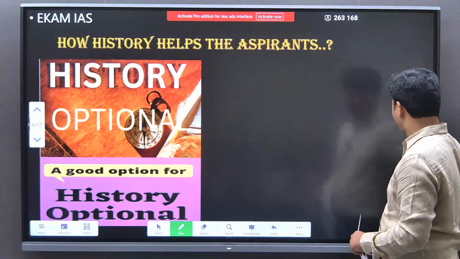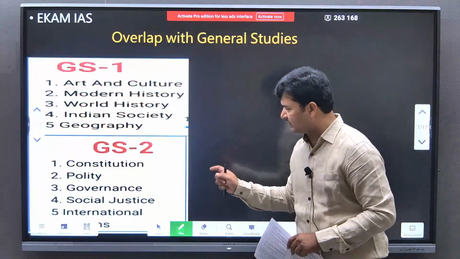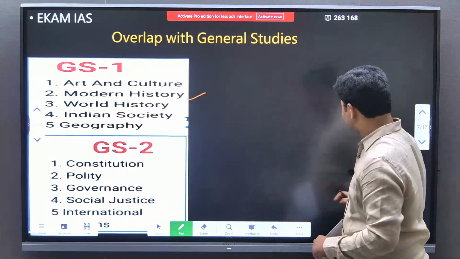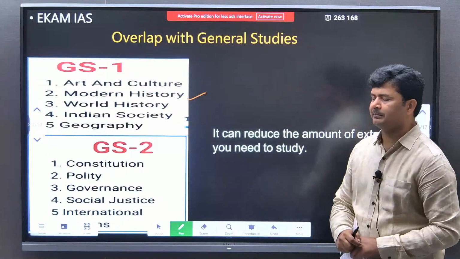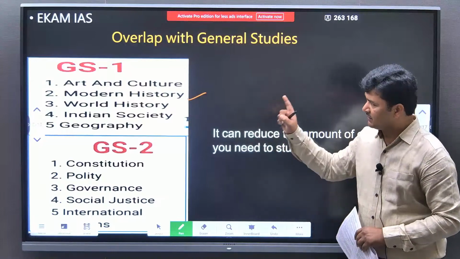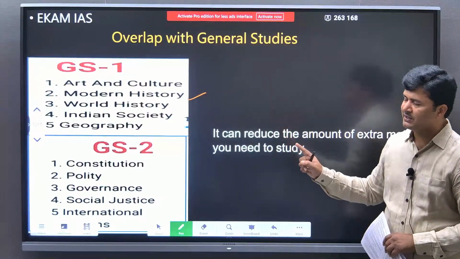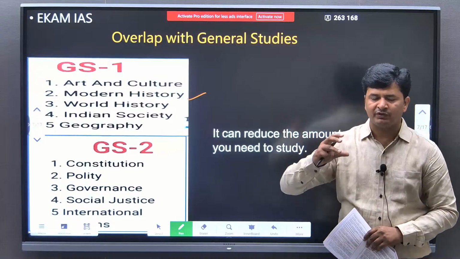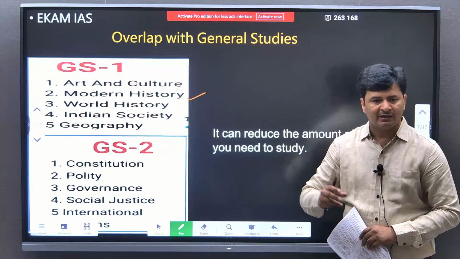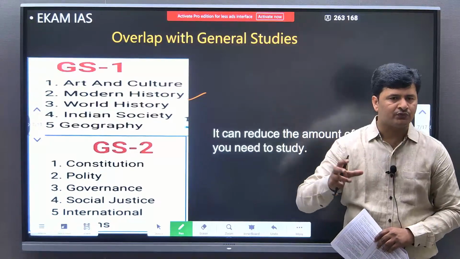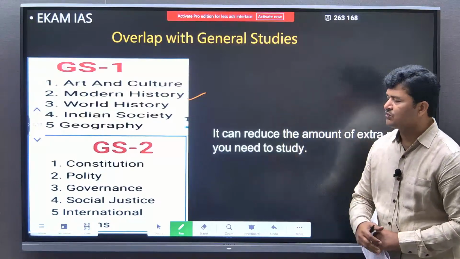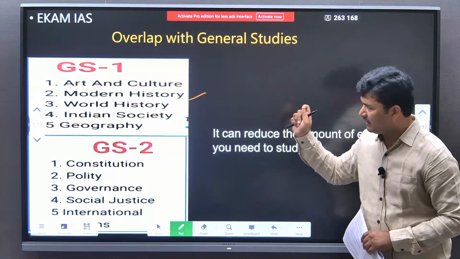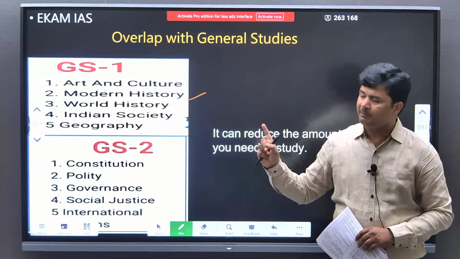Yes, we have so many advantages. Once you select history as an optional, it helps you in writing General Studies Paper 1, that is ancient Indian history, medieval Indian history, art and culture, modern Indian history, and even, with the background of history, you can easily write society questions. So history helps you in writing better answers in Paper 1.